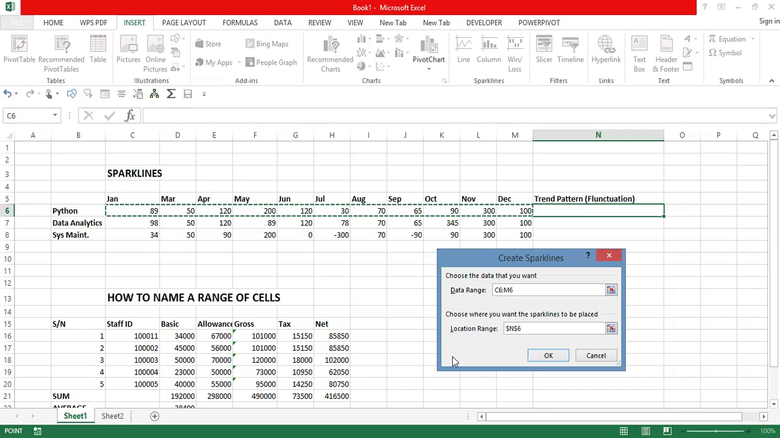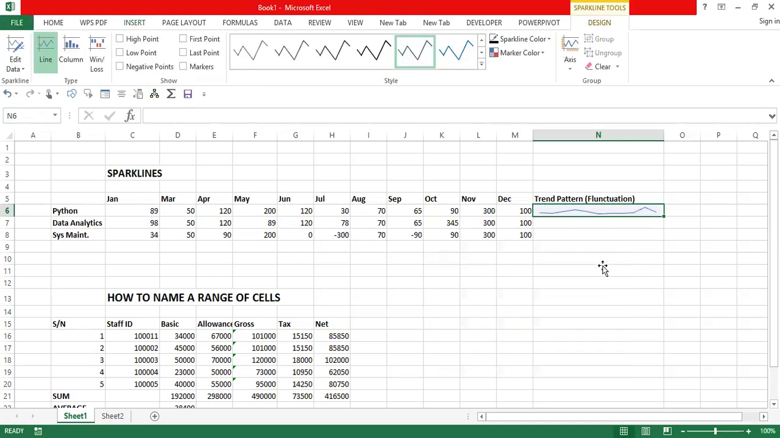Select the data range. Then next it's asking for what? The location range, where you want the sparkline. That's already selected because before I started, I had already clicked there. Then just click on OK. So it gives you the sparkline.